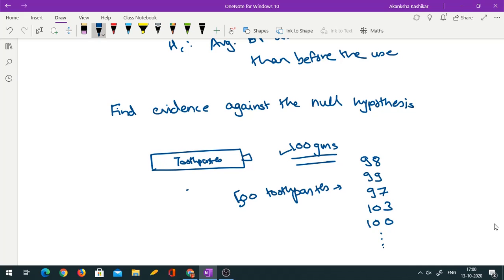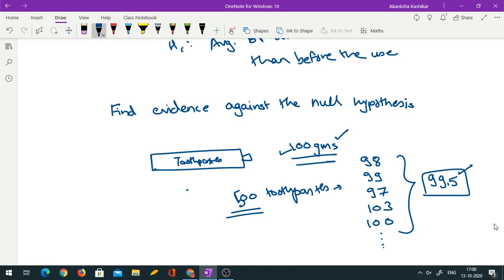Weight may not be exactly 100, there of course is going to be some variation. So suppose these are the readings. Now suppose the average reading turns out to be 99.5. Now can you just start celebrating that yes, we have proved that the manufacturer was cheating, he or she was claiming 100 grams and now the weight is only 99.5 grams? The court is not going to let you celebrate so fast, because this 99.5 is on the basis of the 500 toothpastes that you secured.